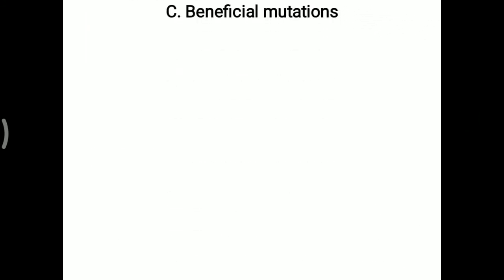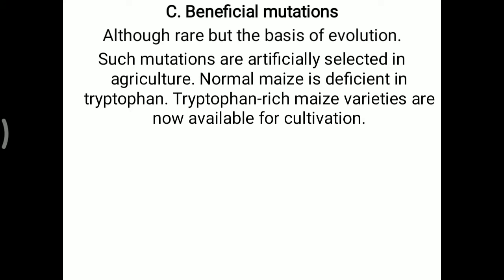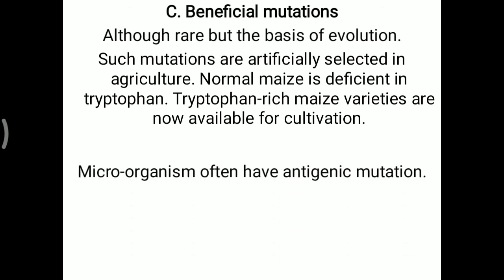For the beneficial mutation, although rare, the basis of evolution is that beneficial mutation. Such mutations are artificially selected in agriculture. For example, normal maize is deficient in tryptophan. So tryptophan-rich maize varieties are now available for cultivation, and that gives the advantage of proper nutrition.